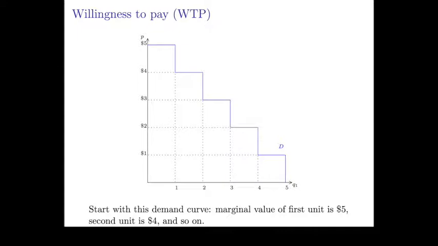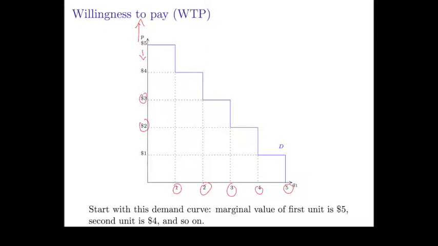When the price is above 5, you don't want to buy any of this good. At the price of 5, you're willing to buy 1 unit. If the price were to drop to 4, now you're willing to buy 2 units. At the price of 3, you're willing to buy 3 units. The price of 2, you're willing to buy 4. Price of 1, you're willing to buy 5. And then you don't want to buy any more after that.